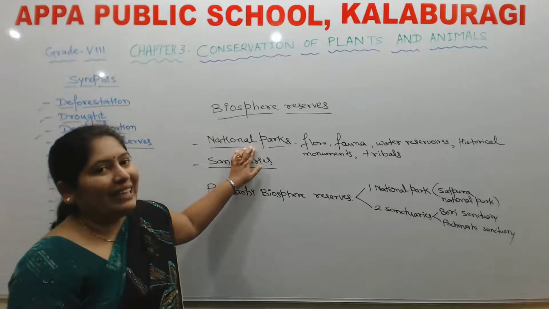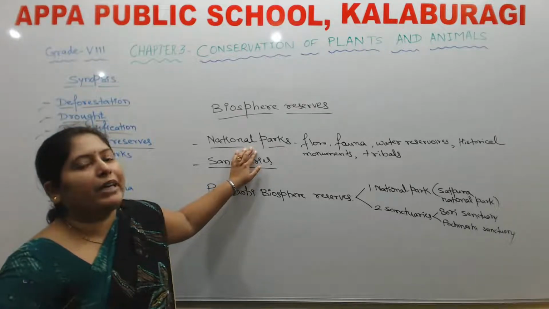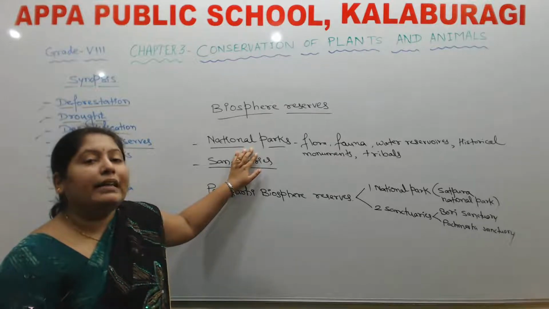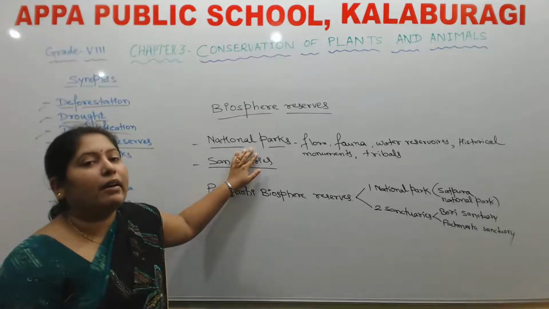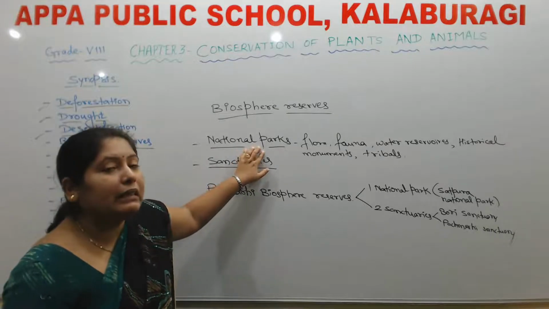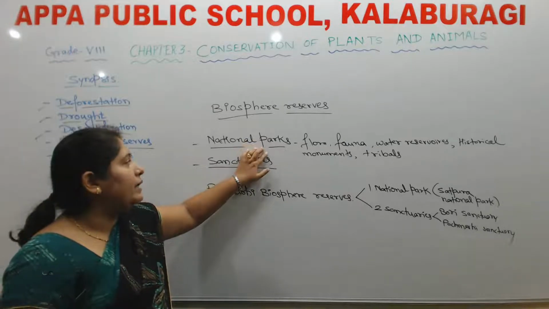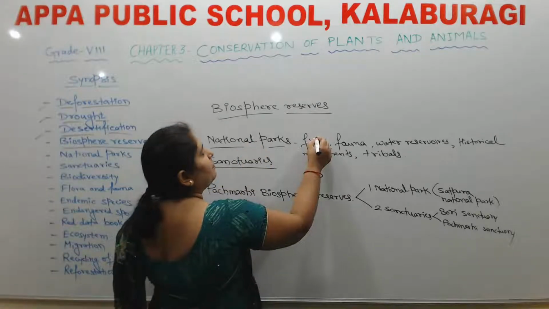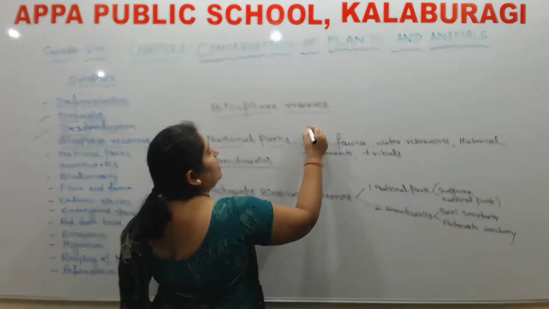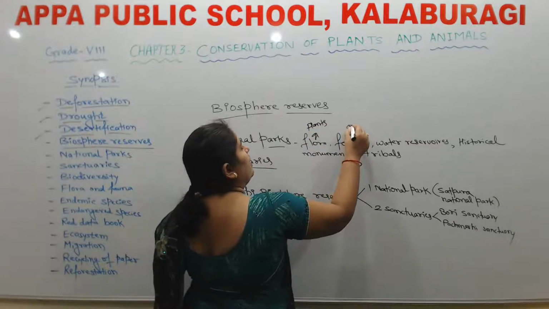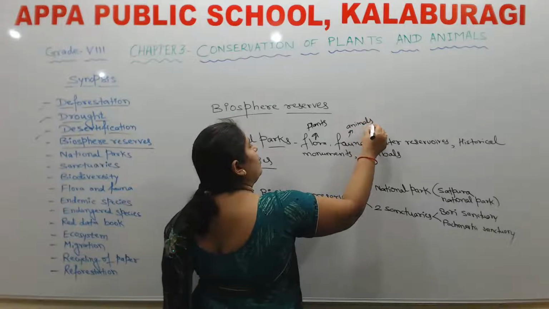I said national park is a very large area of protected land. Inside that national park, hunting, poaching, and capturing of the animals is completely prohibited, right? So what all things are going to be protected inside this national park? We are going to protect the flora. Flora is nothing but plants, fauna is nothing but animals, right?